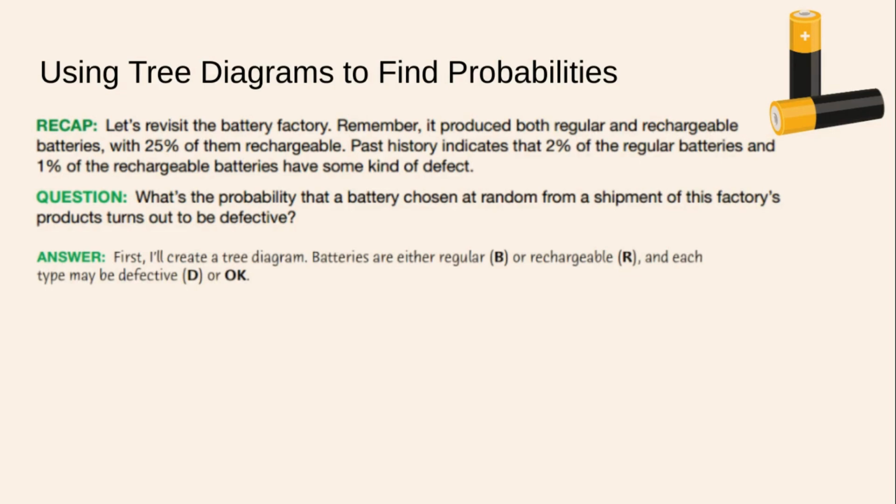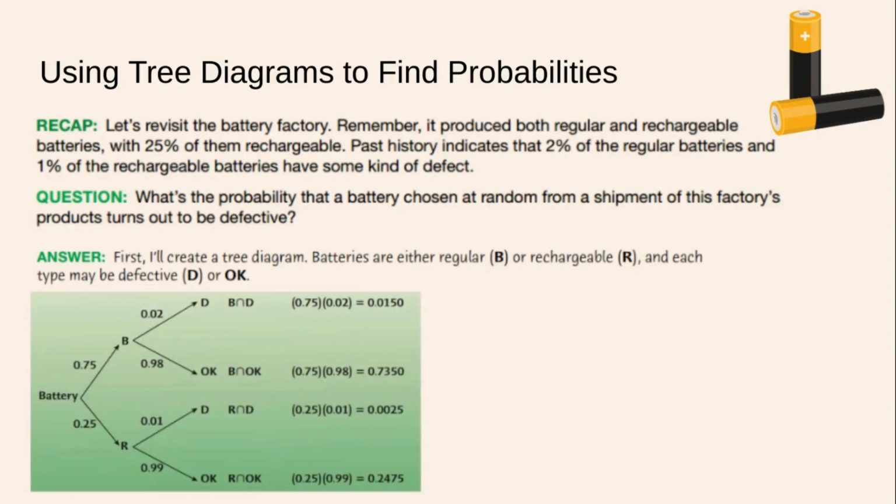So we're going to use the same labels as before. B means a regular battery, R means rechargeable, and D is defective. I should have said defect, opposite of effective, and OK is effective. It's a good battery. So here we go. We have our batteries, 75% are normal, 25% are rechargeable batteries, and of the regular batteries we have 2% defective, 98% okay. For the rechargeables, 1% defective, 99% okay.